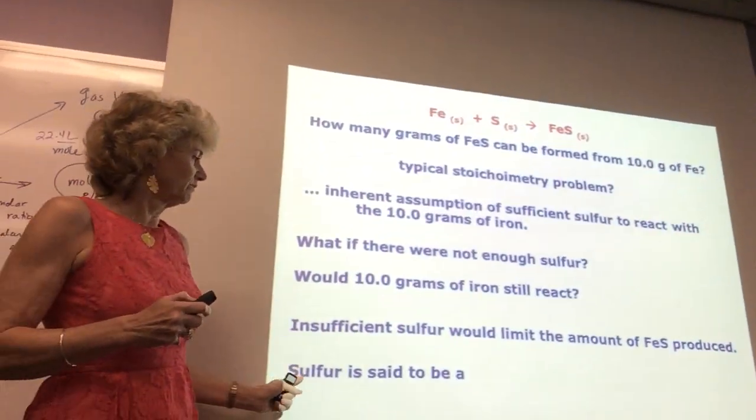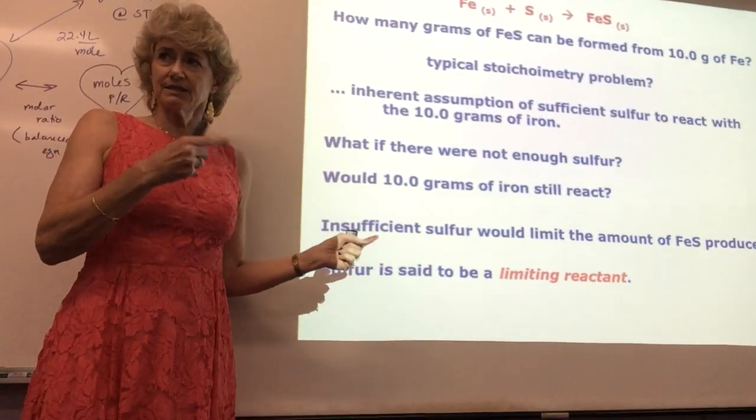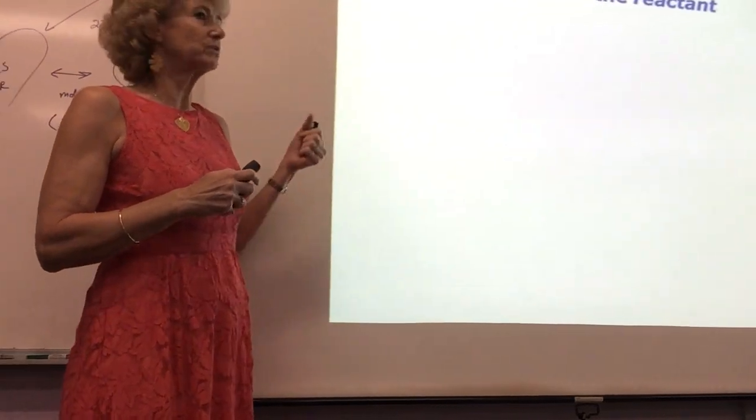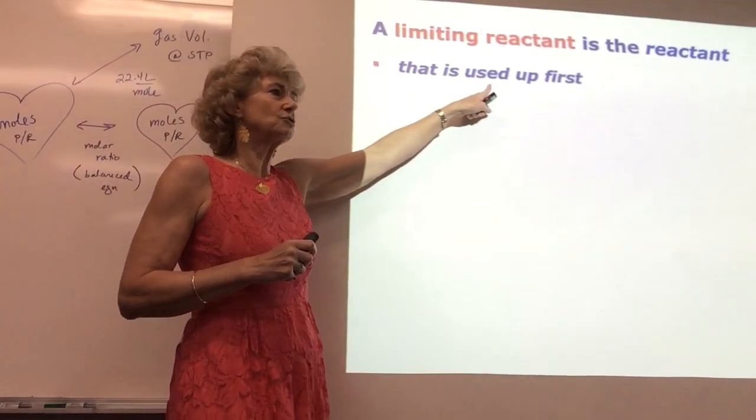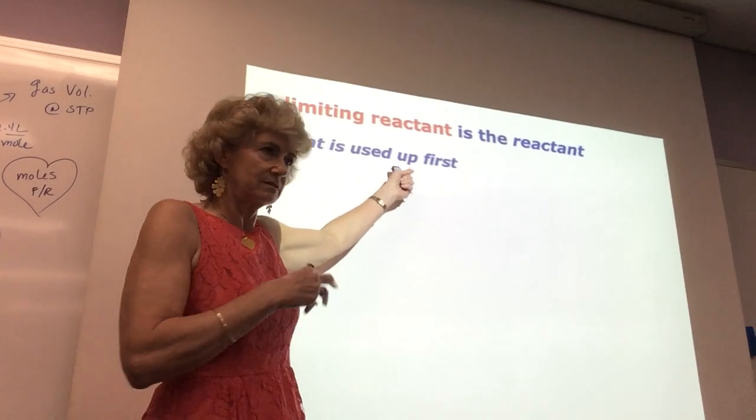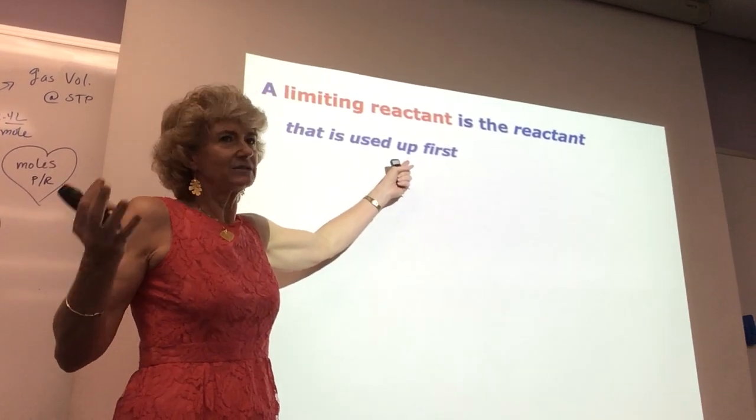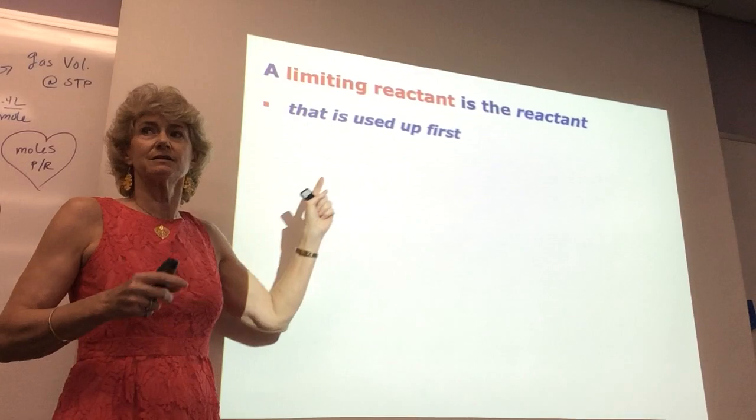So our job is to find the limiting reactant, because this tells us how much product we're going to make. This is really powerful. It's the thing that gets used up first. Think back to the Hershey bars. They were done. And then, yes, we had crackers and marshmallows, but we were done making s'mores.